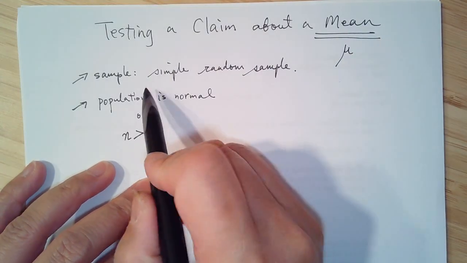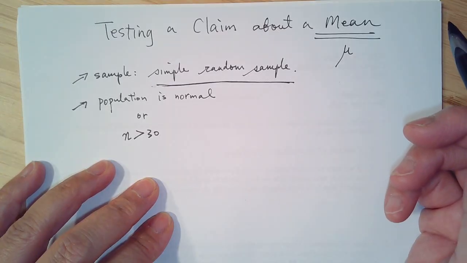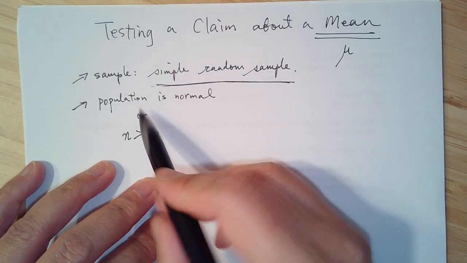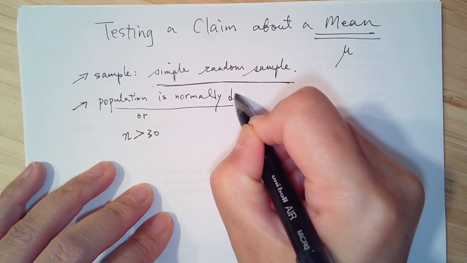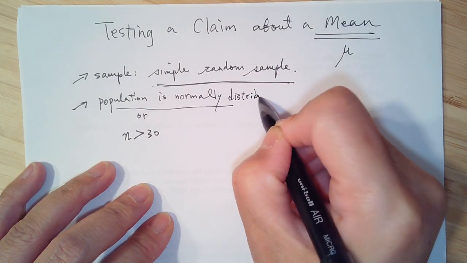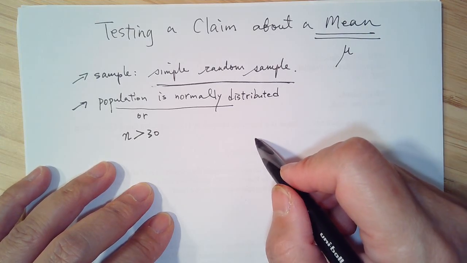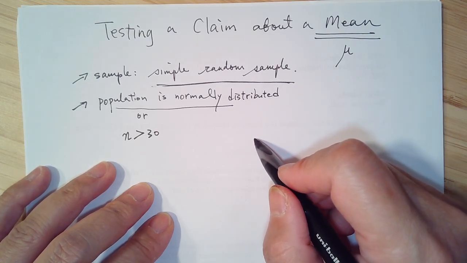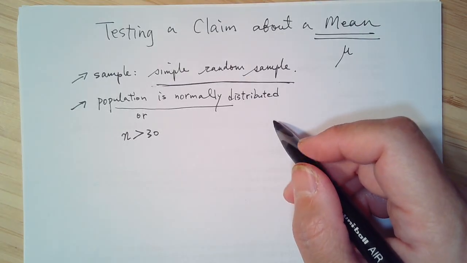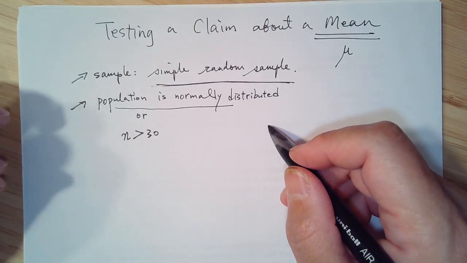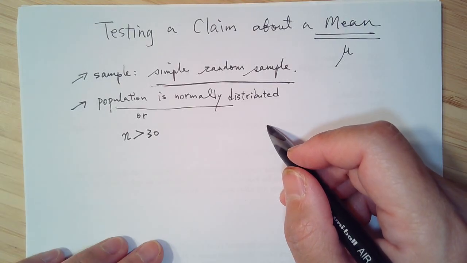We're probably going to see in the question that this is a simple random sample, and then sometimes they tell you the population is normally distributed, or you have a large sample size. All right. Now, when we learned the confidence interval, most of the time the population standard deviation is unknown, and then we use t. In this case, we are going to use t.